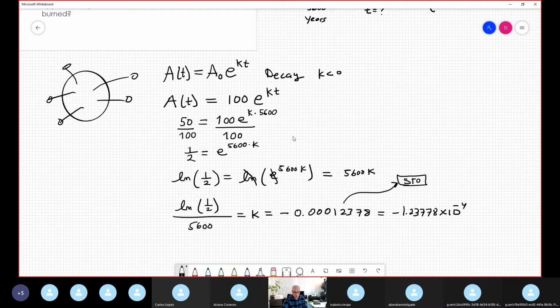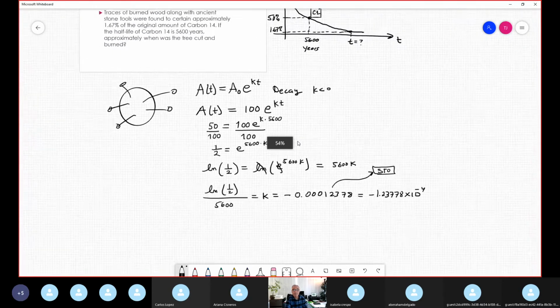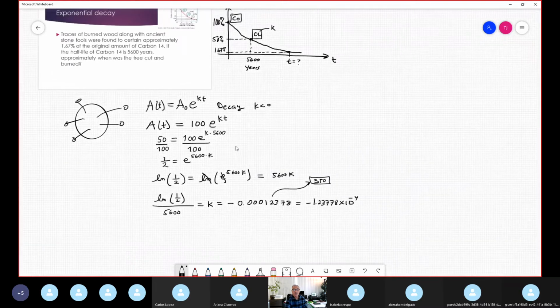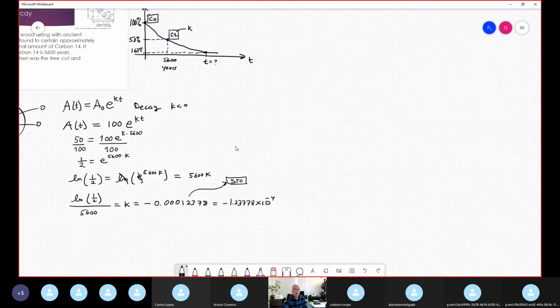Okay, because I'm using the second step. And the second step of the problem is condition 2. In condition 2, I know that the amount of carbon 14 is 1.67. So the formula is the same: amount of substance at any time is equal to A null e to the kt. But now I know k, that is that number.